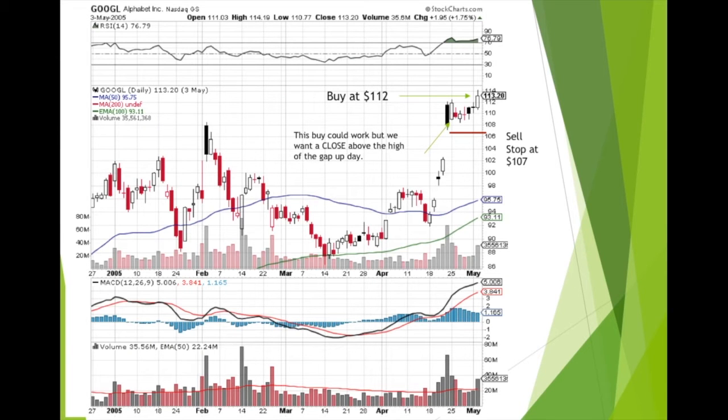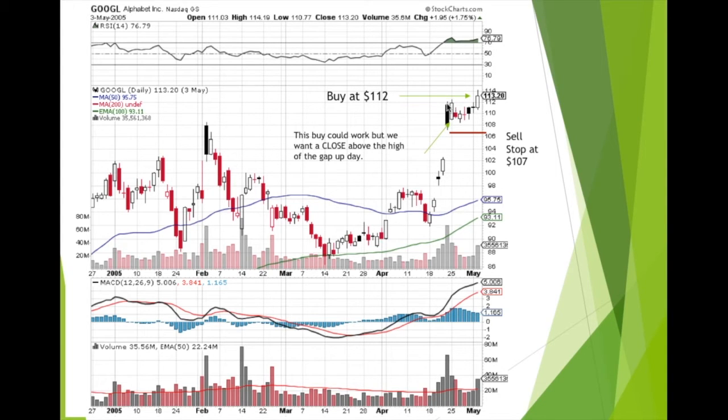Let's look at Google here. You could buy it on this day and put your stop loss around here. That could work when it takes out the high of the day here. It was a close one here. That's why I picked this day. So you could buy it here and put your stop down here, or you could buy it on this day and put your stop down here. Either one could work. And we want to close above the high of the gap up there.